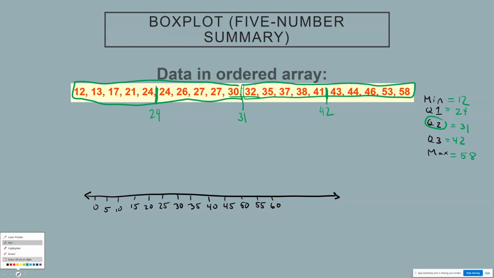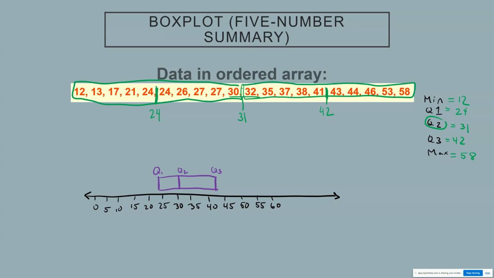So a box plot would just look like this. I'm going to go to quartile 1, which is 24. I'm going to put a vertical line there. I'll denote that that's quartile 1. I'm going to go to quartile 3, which is 42, which is up here. I'm going to draw another vertical line. That's quartile 3. I'm going to connect them with a box. Inside the box, I'm going to put quartile 2, which is 31, kind of right around here, right to the right of 30.